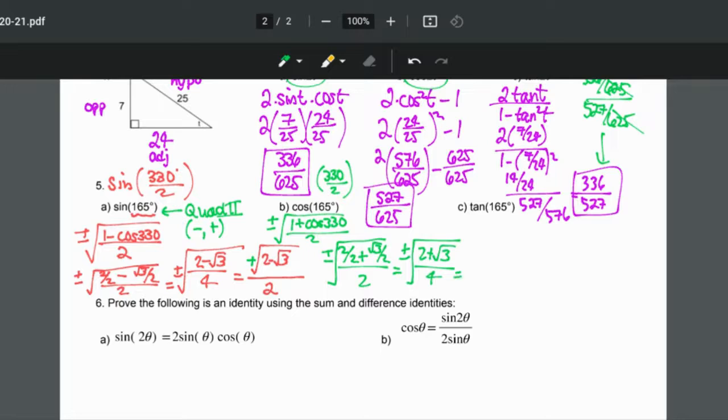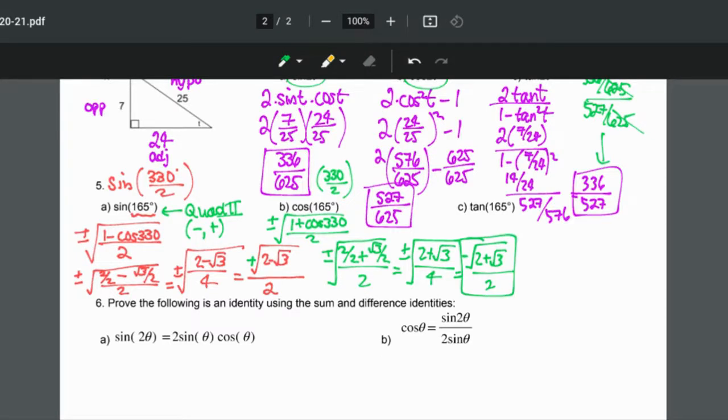And that gives us either plus or minus 2 plus square root of 3 all over 2. The numerator is still under the square root. So this time, since we're looking at the cosine, we would look at the x coordinate. So this we know would be negative.